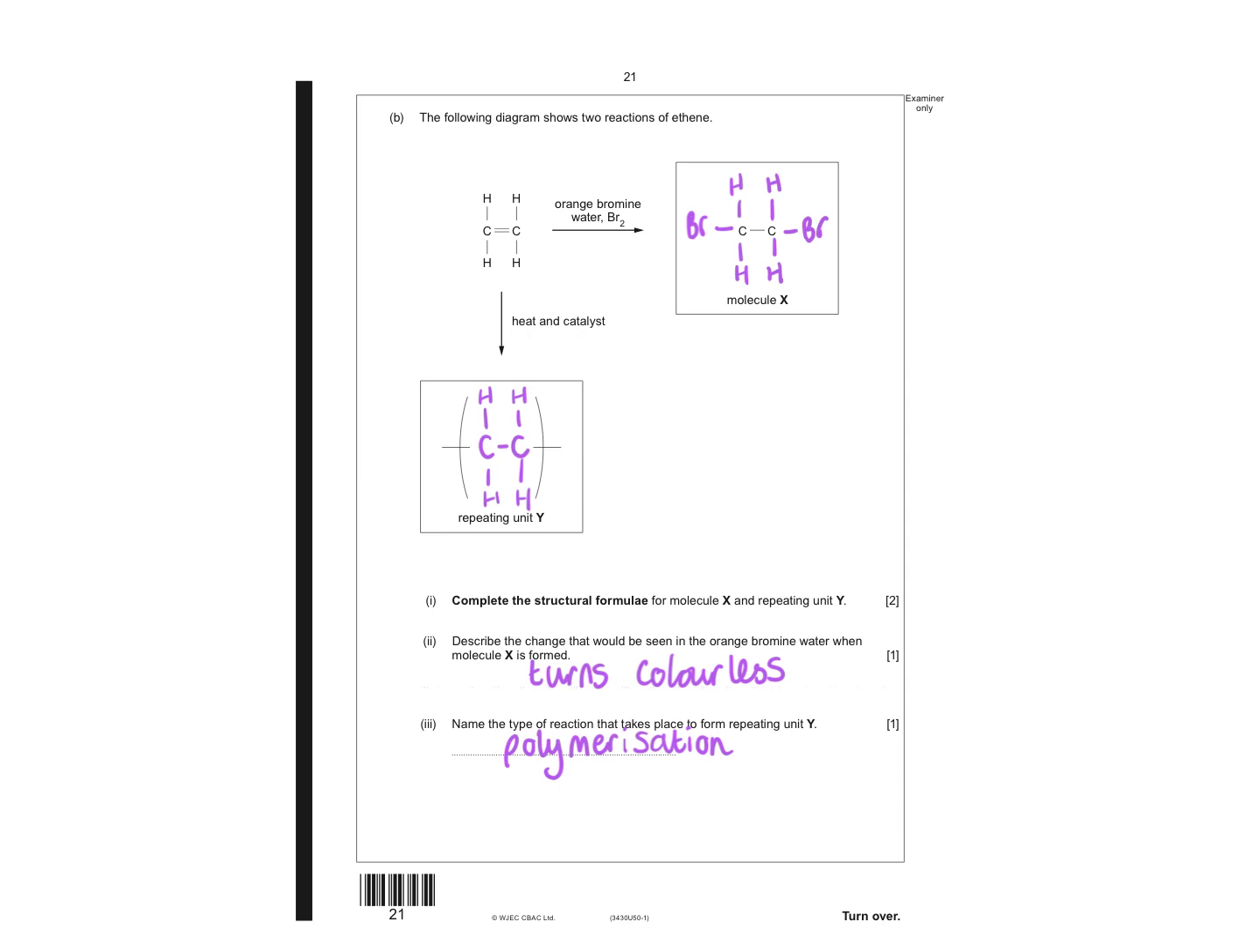The following diagram shows the 2 reactions of ethene. First one is adding bromine water, so you get rid of the double bond and the Br is added instead. Second one then is making it a polymer, repeating unit, so get rid of the double bond and kind of straighten it out. Describe what would be seen when orange bromine water is added to molecule X. It will turn colourless. Name the type of reaction that takes place to form repeating unit Y. That's polymerization.